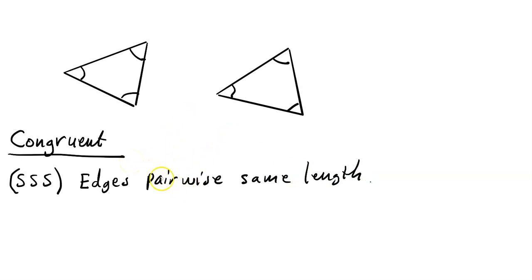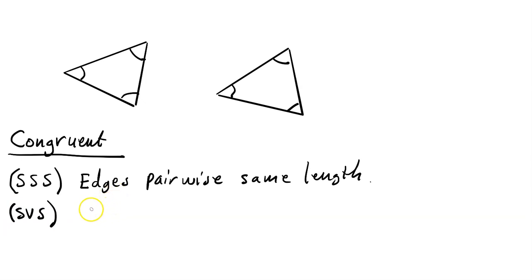So this is a theorem one can show: if you have edges pairwise the same length, so for example this one is the same as that, that is the same as that, then we know that they're congruent. Then we don't have to check that the angles are the same, because if all the edges are the same, then we know all the angles are also the same and they are congruent. The next condition, let's call that SVS.